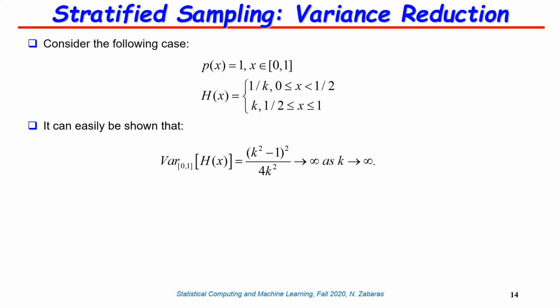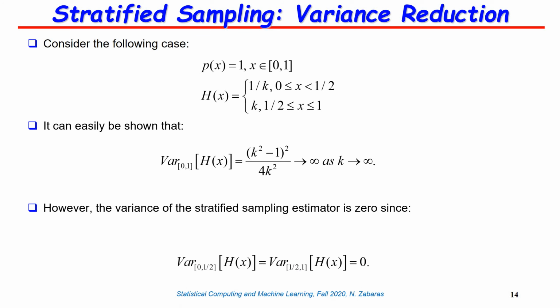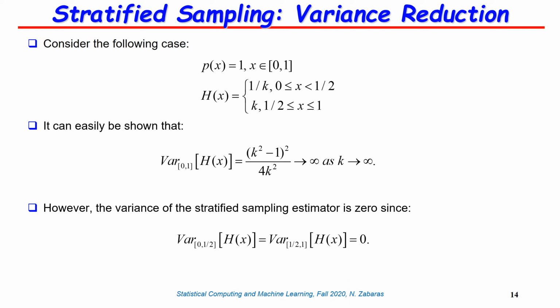If you compute the variance of h of x conditioned on being in the domain 0 to 1 half, or in the domain 1 half to 1, these local, conditional variances come to be 0. So the stratified sampling estimator in this case will give you a variance of 0, when the original estimator will give you a variance of infinity. That's a simple example that demonstrates this stratified sampling situation, where the support space of X is now assumed to be a continuous space.